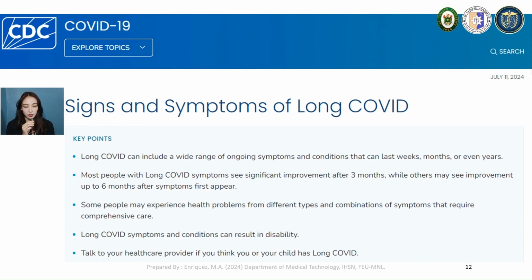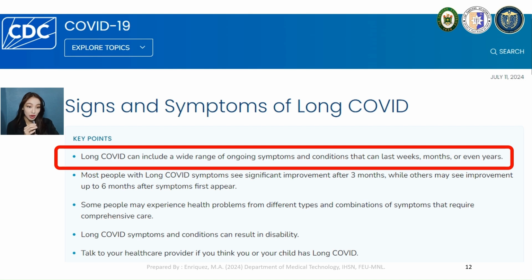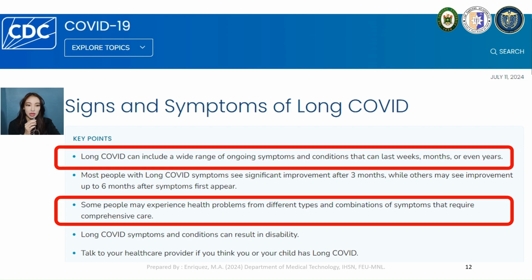According to CDC, or the Centers for Disease Control and Prevention, listed here are the signs and symptoms of long COVID. Long COVID can include a wide range of ongoing symptoms and conditions that can last for weeks, months, or even years. Some people may experience health problems from different types and combinations of symptoms that require comprehensive care, and long COVID symptoms and conditions could actually result in disability.